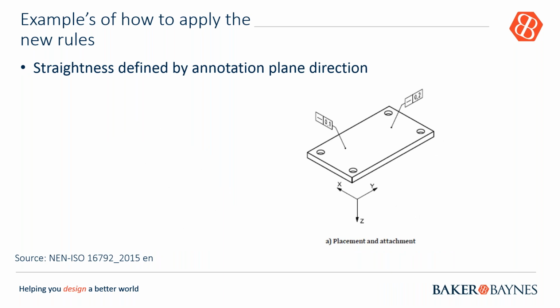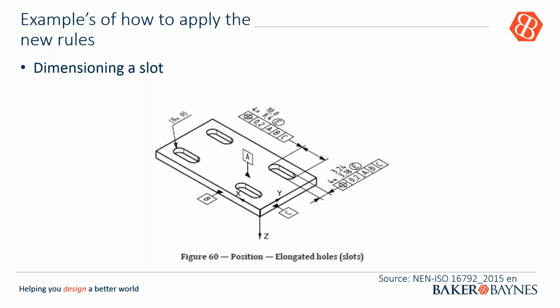Also, if we look at it from a placement of annotation, the straightness is defined by the annotation plane. So based on the plane that we work with, the placement and attachment is based on that, okay. And also dimensioning a slot, for instance, you see the information that comes in and where the positioning of the holes is going to be. So that's all based in the model.